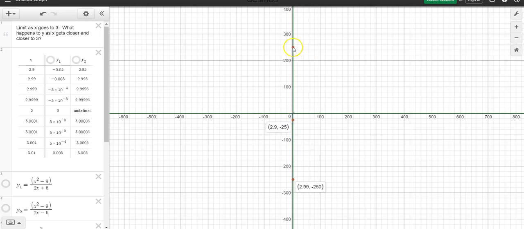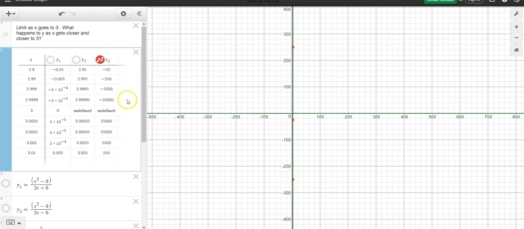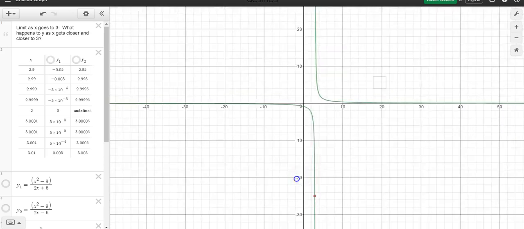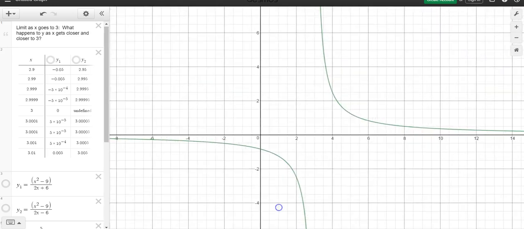Okay, so getting closer to 3 in the x direction does not make y get closer to anything. It makes y get farther away from any particular number. It just gets bigger and bigger and bigger in both the positive and negative direction. So this indicates a vertical asymptote.